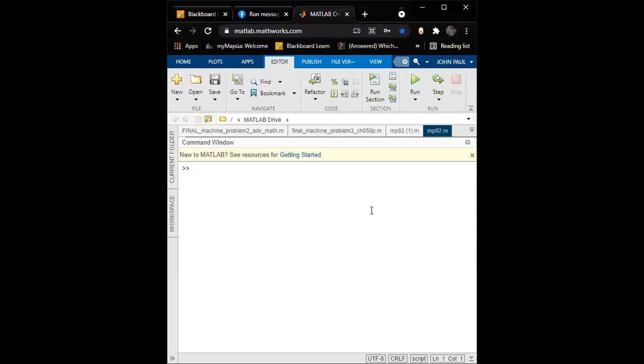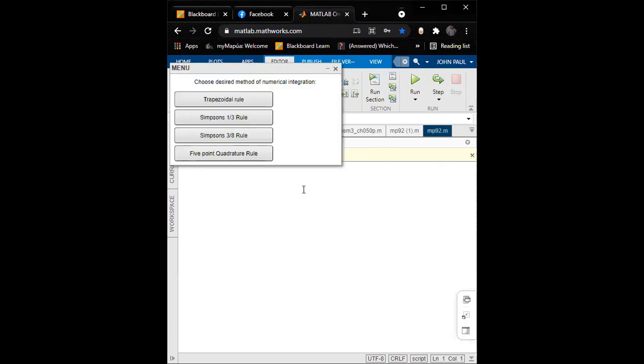For a clearer presentation, I'll be using two tabs. On the left tab is the command window, and on the right tab is the MATLAB program that we will be using. So without further ado, let's start. First, we click run. Then we choose the desired method of numerical integration. By the way, we will evaluate the first function before the second function.